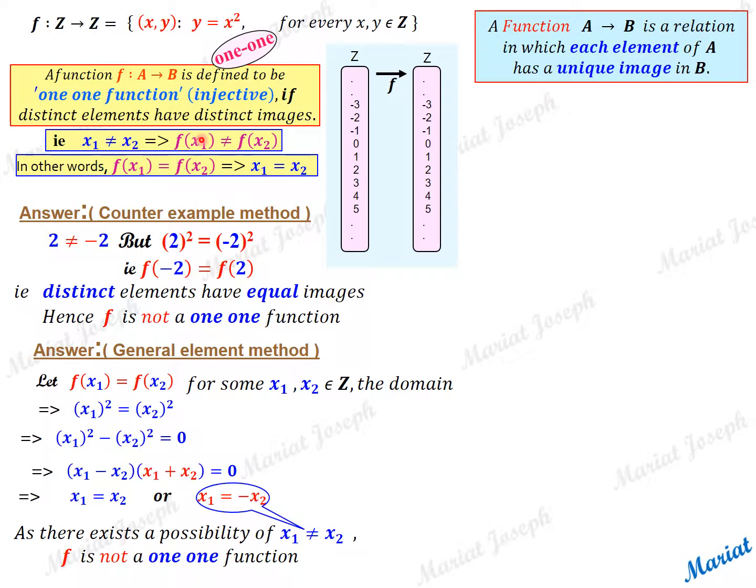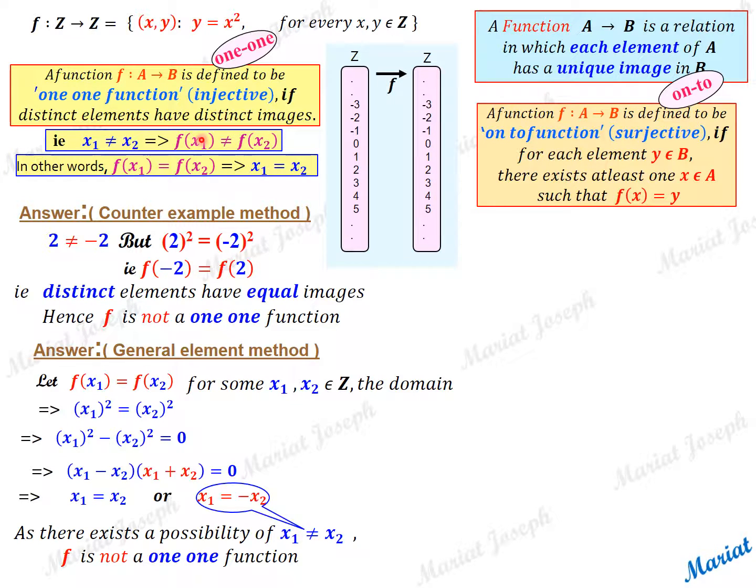Now, is it an onto function? What is an onto function? A function f from A to B is defined to be onto function or surjective function if for each element y that belongs to the codomain, there exists an element x in the domain such that f of x, the image of x, is y. For every element of the codomain, there should be a pre-image whose image is the same as the y element that we have taken.